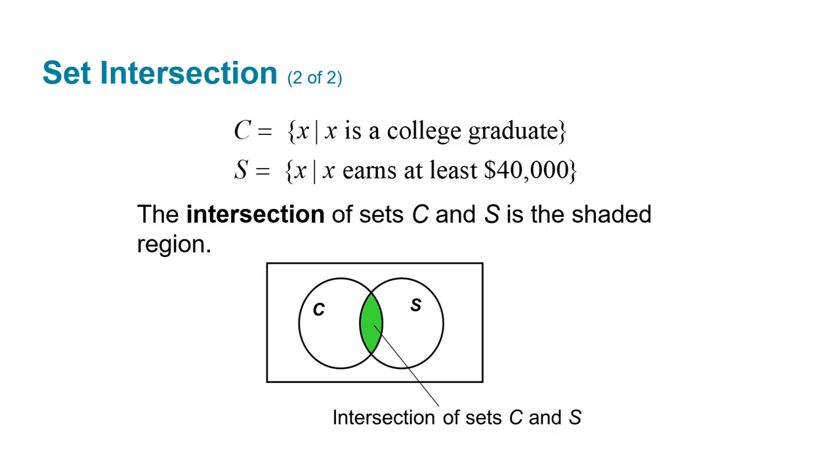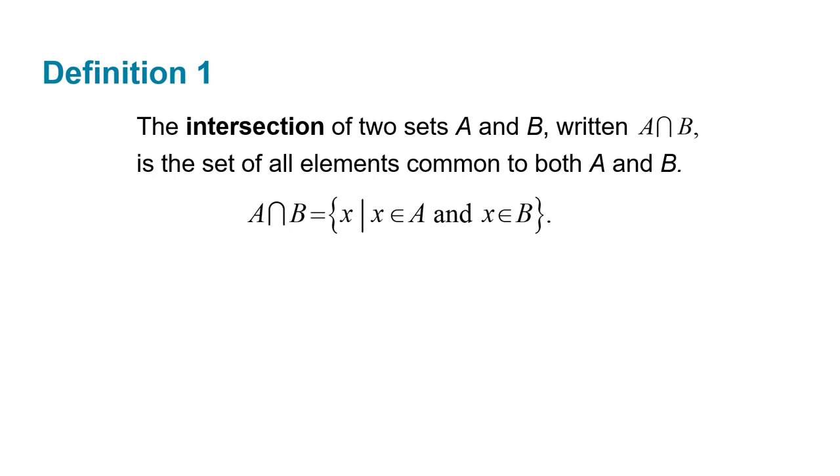The intersection of the sets C and S is the shaded region. So in this intersection we have both those that are college graduates and those who earn at least $40,000. So the definition of intersection is as follows.